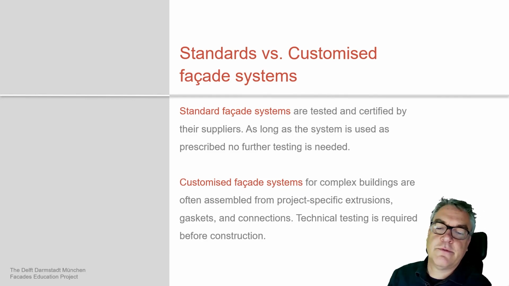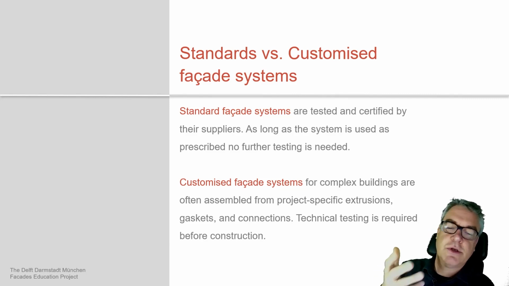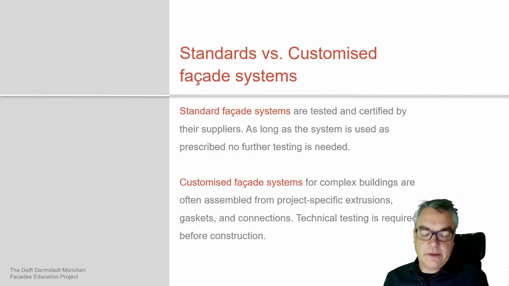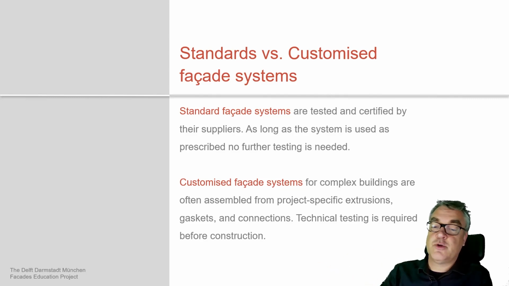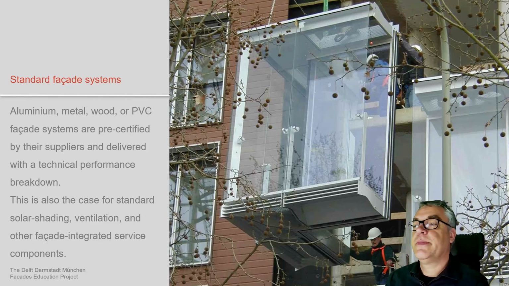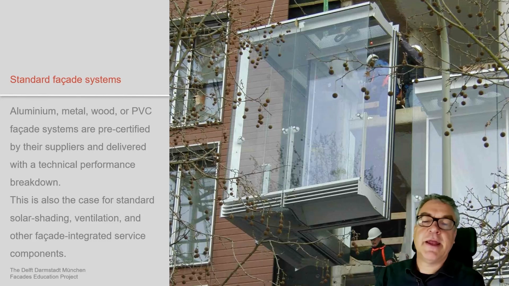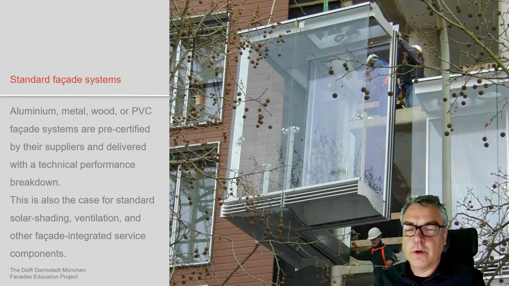Customized facade systems for complex buildings are often assembled from project-specific components. The extrusions, the gaskets, the connections are all individually designed, and they need technical testing. So technical testing is required before construction to assess a system. Standard facade systems, which we are aware of in aluminium, wood, PVC, metal, are pre-certified and then installed as an entire system. All the components, the shading, the ventilation, all the facades are pre-tested, and we know what we get when we install them.